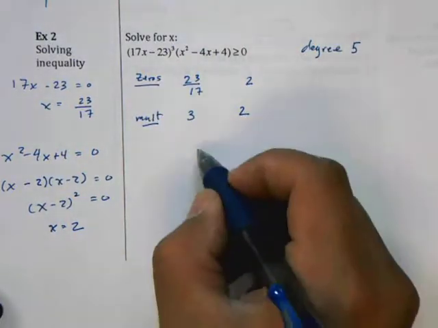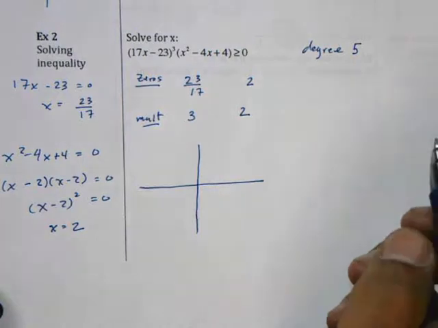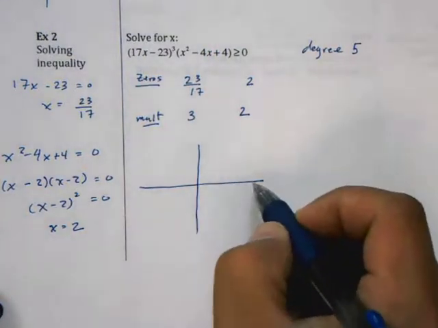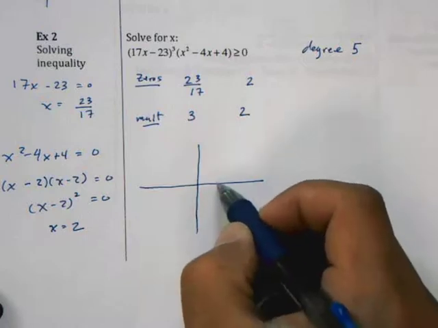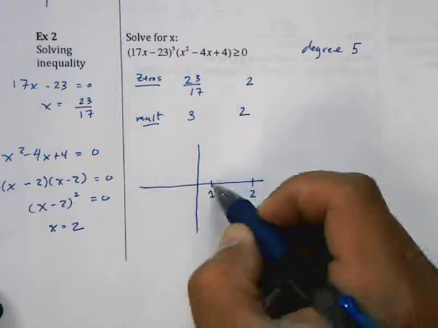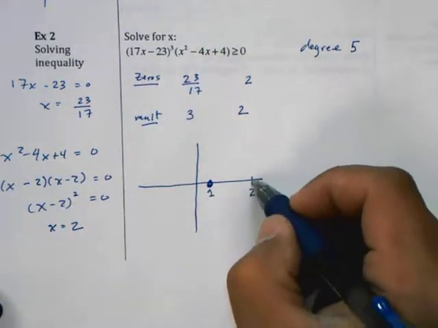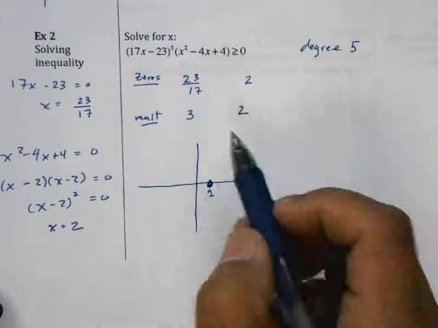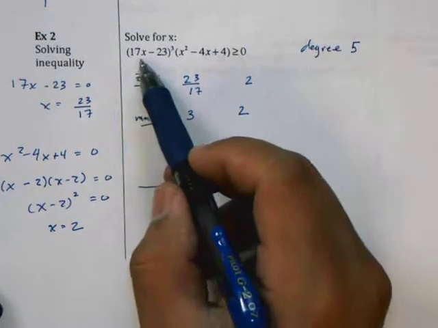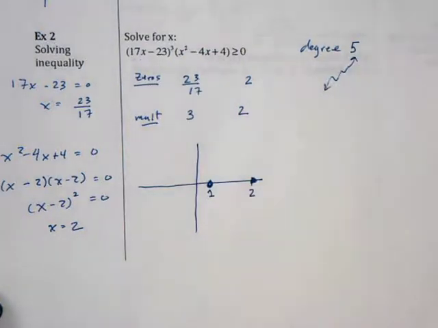Now I can sketch the graph. It's got to touch 23 over 17, so that's somewhere between 1 and 2. Let me label here, 1, 2. So it's got to touch this point, and then it's got to touch 2, which is out here. And this is degree 5 with all of the leading terms positive, so I know it's going to do something like this.